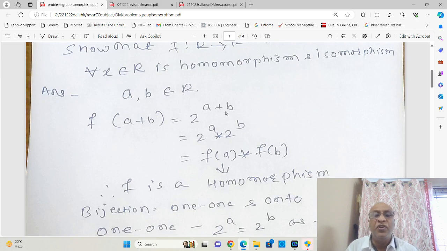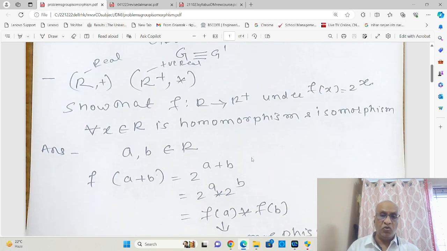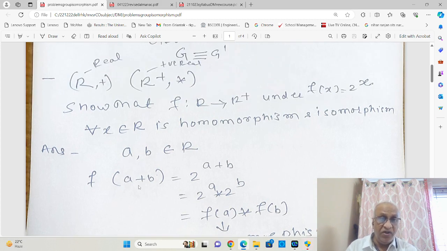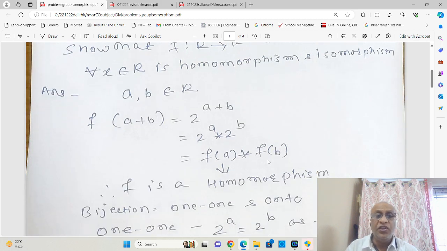How can I represent 2 to the power of a plus b? It can be represented as 2 to the power of a multiplied by 2 to the power of b. Since f of x is equal to 2 to the power of x, f of a is equal to 2 to the power of a, and f of b is equal to 2 to the power of b. Replacing 2 to the power of a with f of a and 2 to the power of b with f of b, we get f of a star f of b. On the left side the binary operation of the first set is plus, and on the right side the binary operation of the next set is multiplication. So this proves homomorphism.